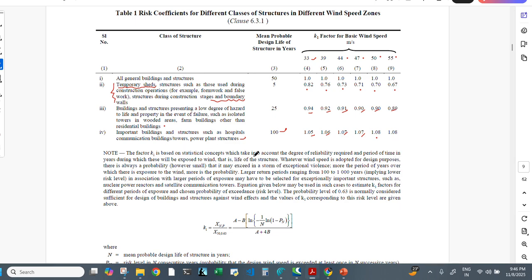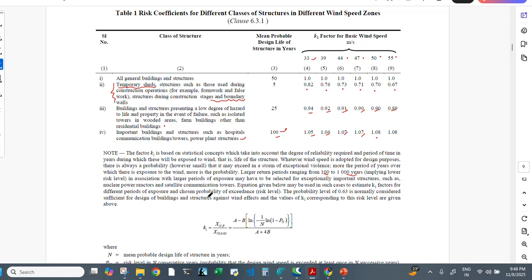The K1 is based on the statistical concept which takes into account the degree of reliability required over a period of time. A larger return period, ranging from 100 to 1000 years, associated with a larger period of exposure may be selected for exceptionally important structures. That means it may exceed storms of exceptional violence. So we can see that as the design life of the structure increases, the risk factor also increases.